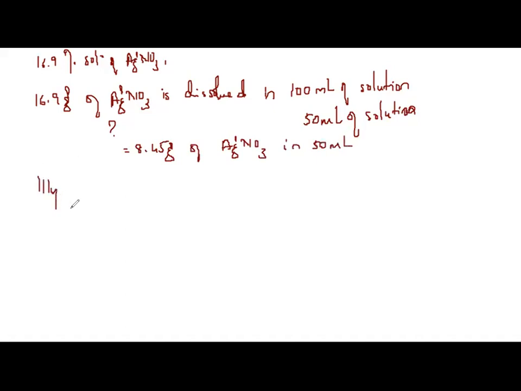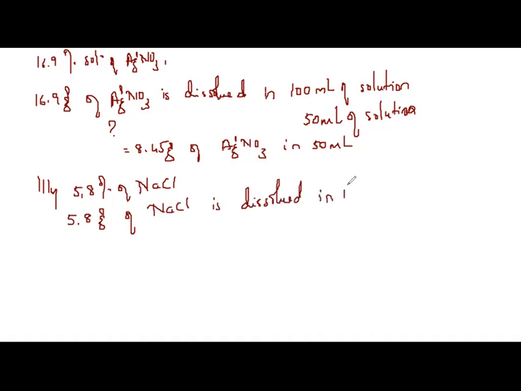Similarly, they have said 5.8% of NaCl. What does this mean? 5.8 grams of NaCl is dissolved in 100 ml of solution, correct? But I want it for 50 ml, half of it. So half of 5.8 is 2.9 grams of NaCl, which is dissolved in 50 ml. Okay, let us see the reaction now.